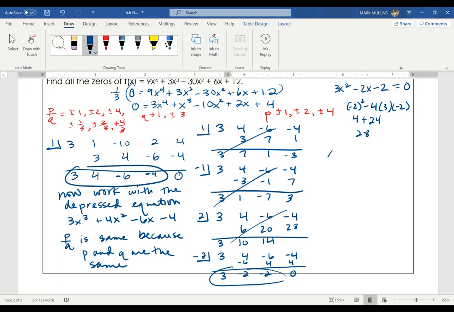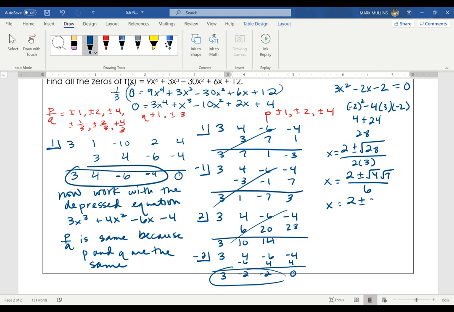So I need to do my quadratic formula. So negative b would be 2 plus or minus the square root. That part inside the square root I already know is 28 because that's my discriminant. And then it's all over 2 times a, so 2 times 3. I can't really complete the square on this one because it has a leading coefficient of 3. I want to break down the square root of 28 and call it square root of 4, square root of 7. 2 times 3 is 6.